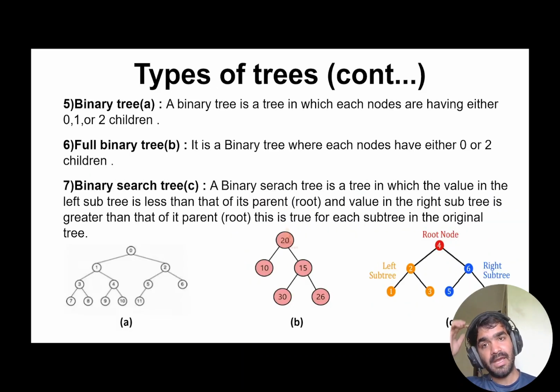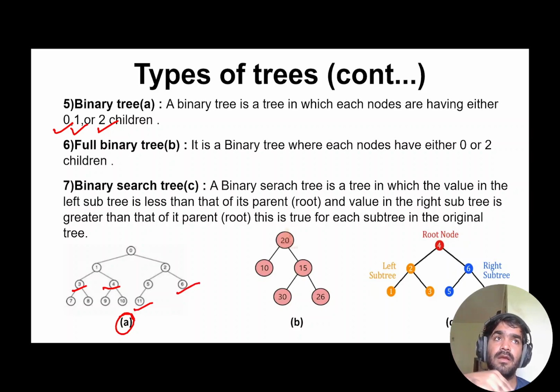Moving ahead, here comes a binary tree. A binary tree is a tree in which each node has either 0, 1 or 2 children. Unlike a K-array tree, the binary tree is a general tree which we gave a name, as it can have a maximum of 2 children. For example, in diagram A we have a binary tree, and see, each node has either 2, 0 or 1 children. It is different from a K-array tree.